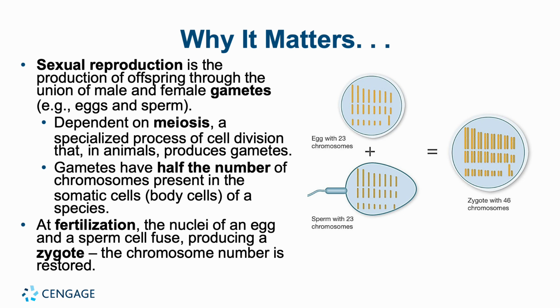So this means that through the union of two haploid sex cells, the result is a diploid cell.